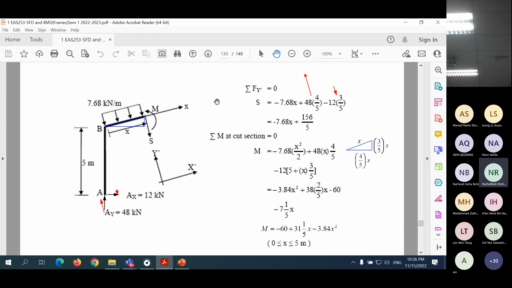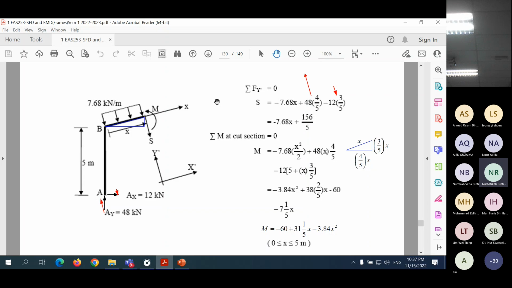Now the x is defined in these directions. Now x is defined in this direction. So here, because this is a 3-4-5 triangle, if this is x, this becomes x times 4 over 5, the horizontal distance, and this becomes the vertical distance.